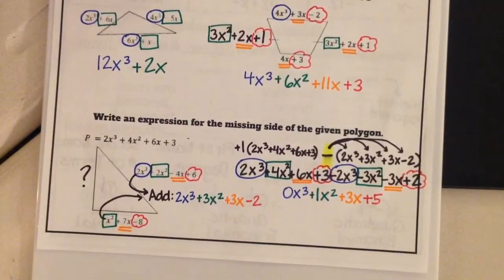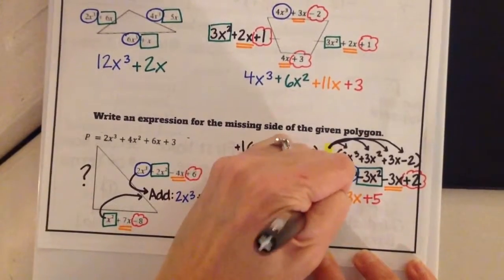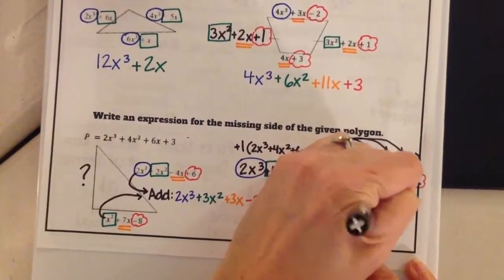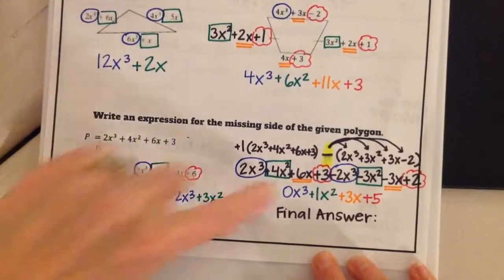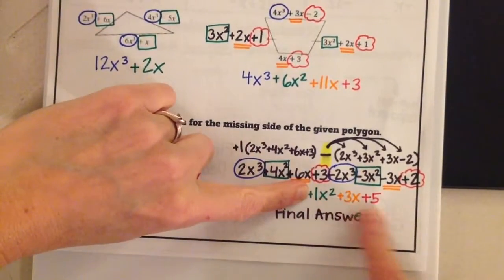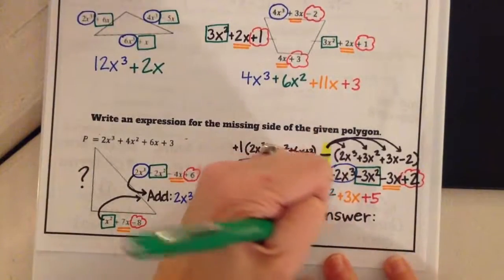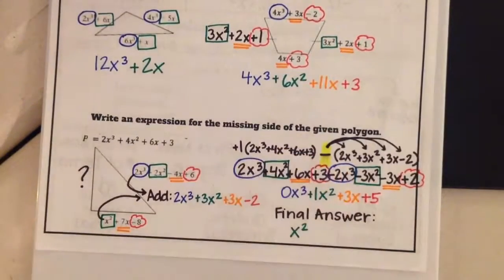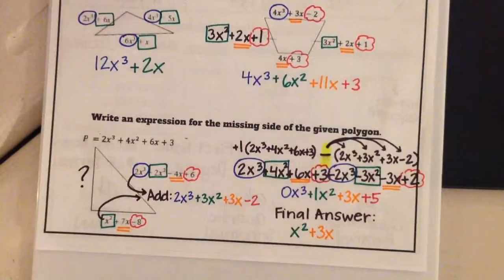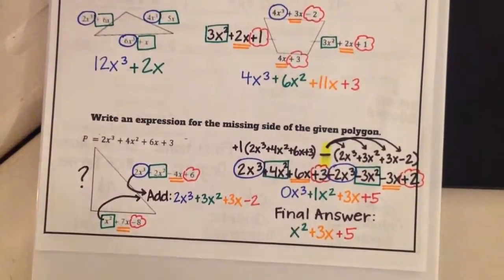Okay, so now I'm going to clean this up because I want to be able to give my final answer for the missing side. So if my like terms combine to get 0, you know that you are not going to see that in your final answer. So if that's gone, now I have 1x squared plus 3x plus 5. Well, you know you're not going to see that 1 in the final answer, so it's just going to become x squared plus 3x plus 5. And that is your final answer.